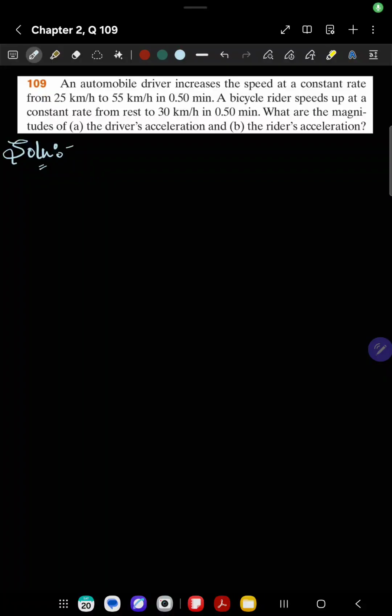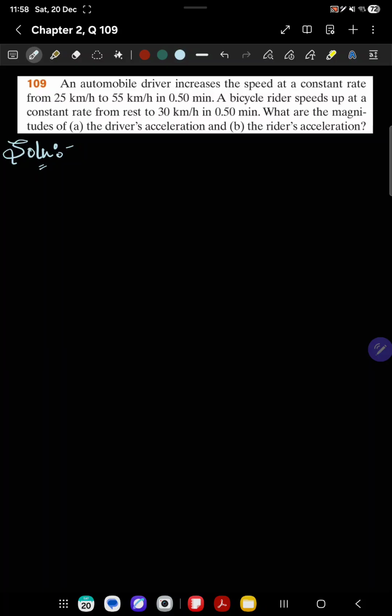So in this question it says an automobile driver increases the speed at a constant rate from 25 km per hour to 55 km per hour in 0.50 minute. A bicycle rider speeds up at a constant rate from rest to 30 km per hour in 0.50 minute. What are the magnitudes of first the driver's acceleration and second the rider's acceleration?